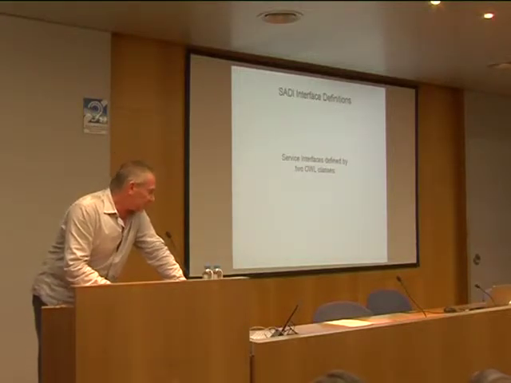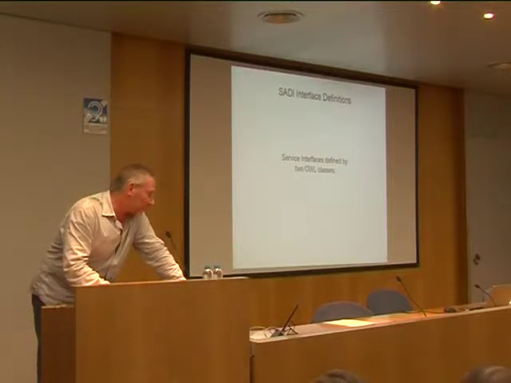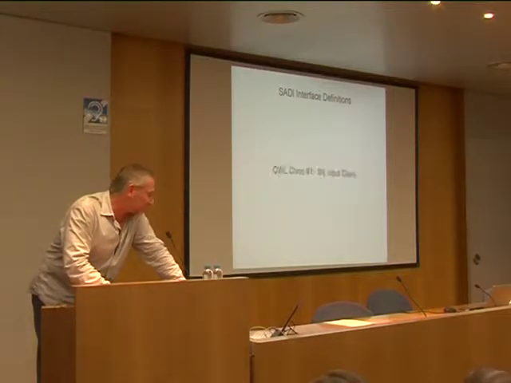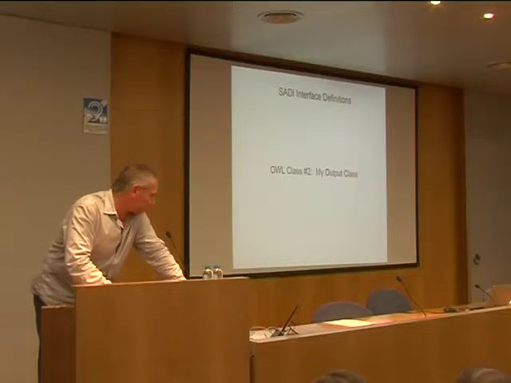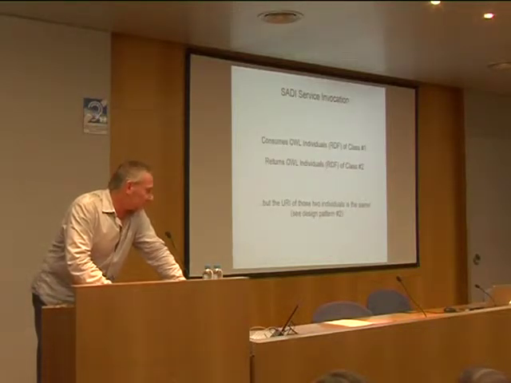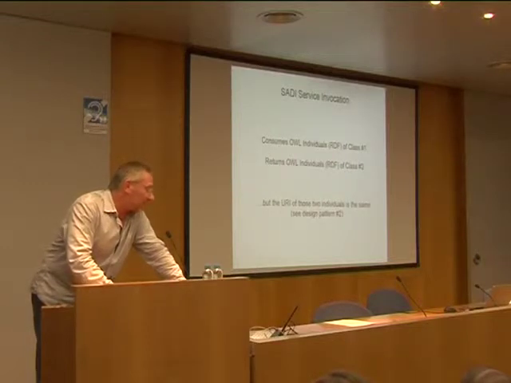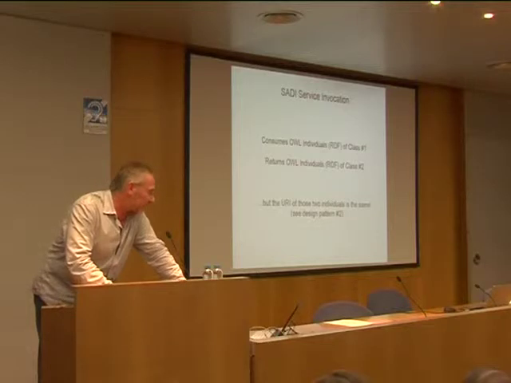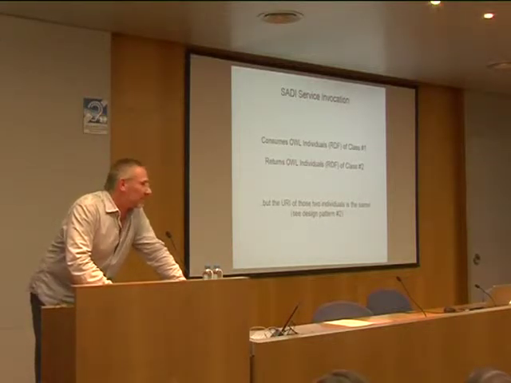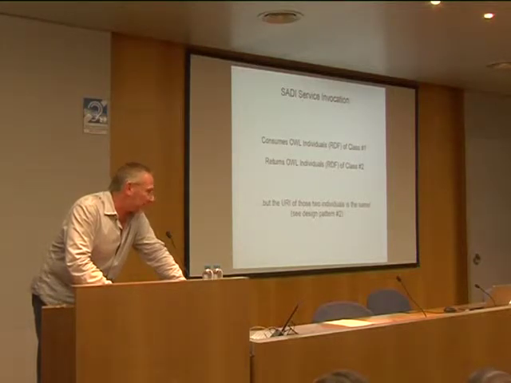Our interface definitions are very simple. Again, we use OWL. So we say there are 2 OWL classes. One is the input, the other is the output. And our service invocation says, well, I will consume OWL individuals in RDF of class 1, and I will return you OWL individuals in RDF of class 2, my output class. But remember that the URI of the input and the URI of the output class are the same, right?